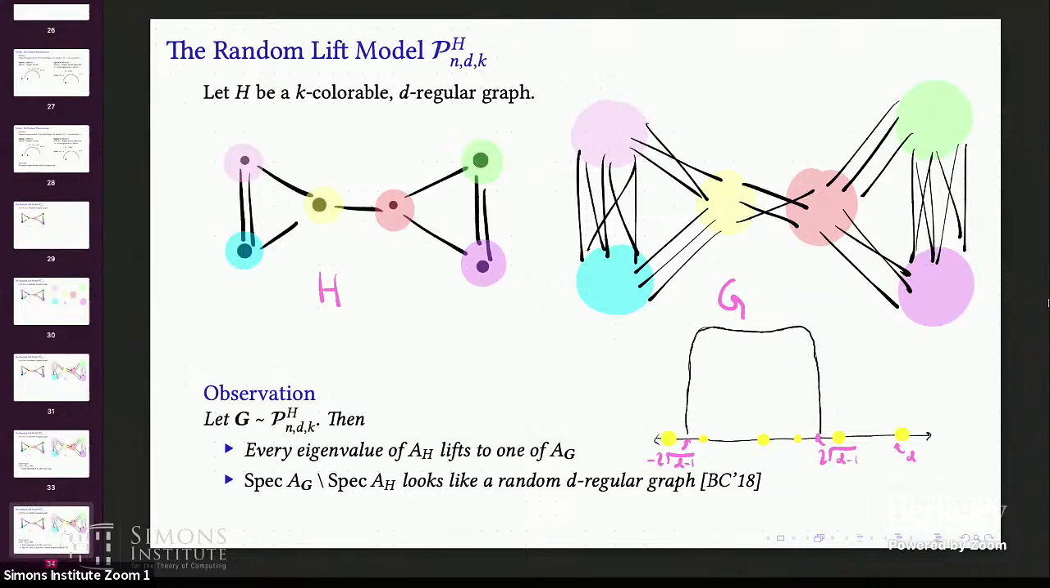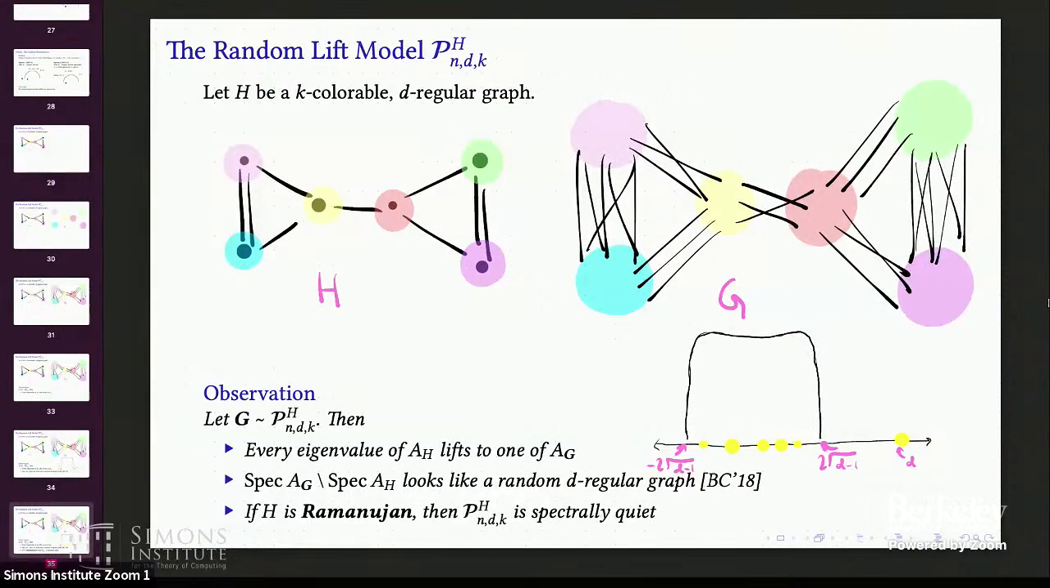So all of that is to say that as long as the eigenvalues of H are inside this interval, as long as H is Ramanujan, then this model is spectrally quiet. Its spectrum looks more or less like the spectrum of a uniformly random d-regular graph. Okay. Any questions about this?